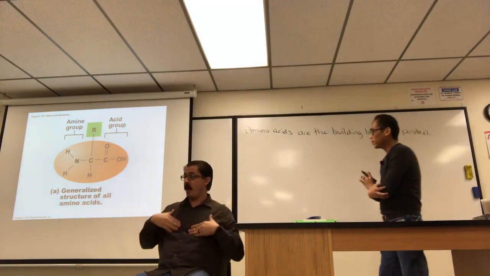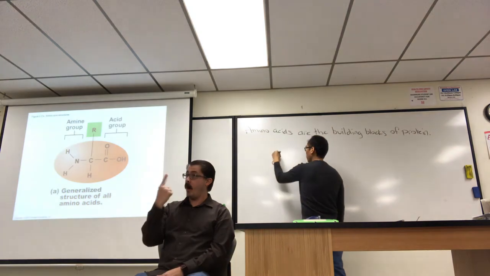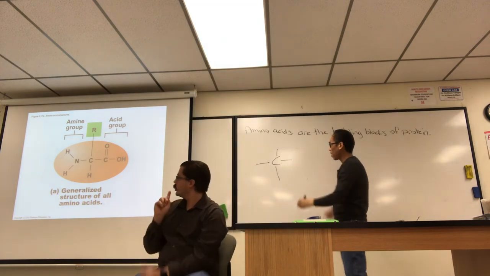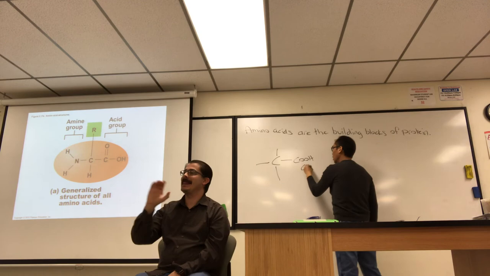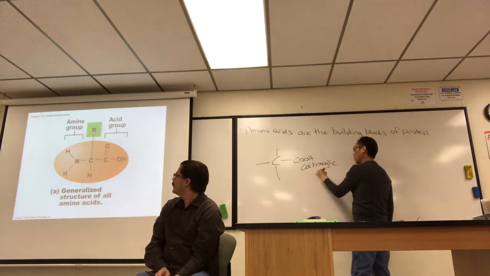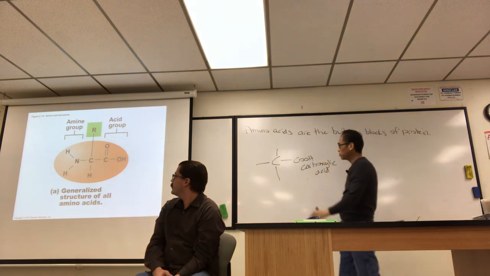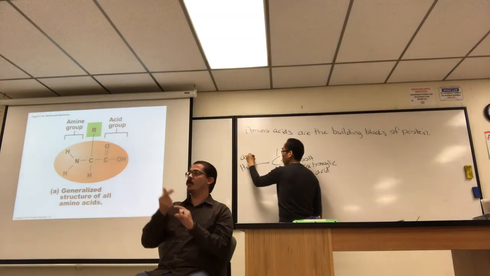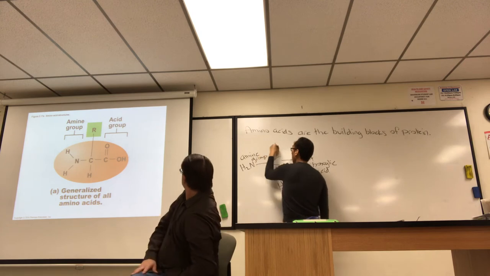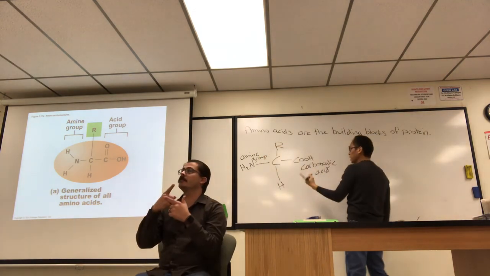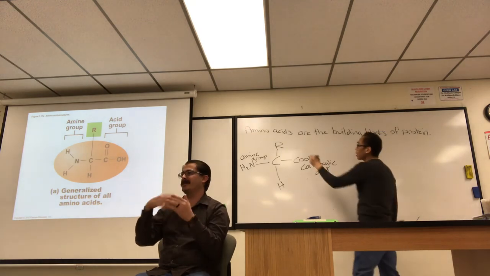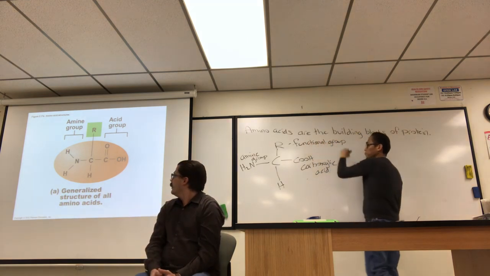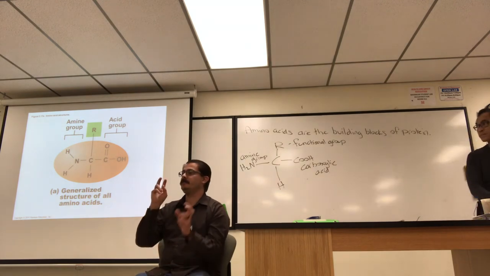And one amino acid has a central carbon surrounded by four different positions. And you can see it from the picture there. You have a carboxylic acid. You have hydrogen over here. And you have an amine group on this side here. And you have a functional group designated by a generic symbol R. So these are the building blocks of all proteins.